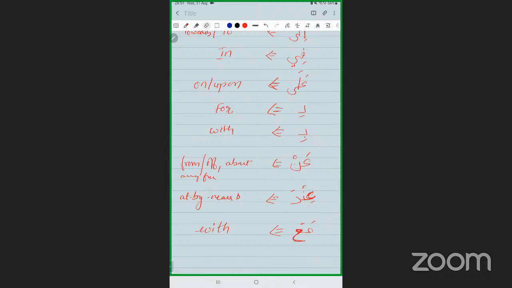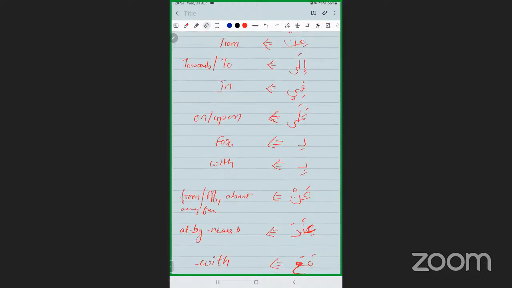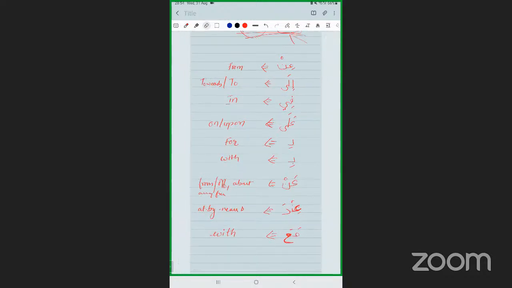Okay. So I want you to write all this in your notebook. If you want to take a screenshot, take a screenshot. Means from, ila, then fi, ala, li, bi, an, enda, and ma. These are the most common ones used. There are 14, 15 of them, but these are the most common ones used. Any question till here?